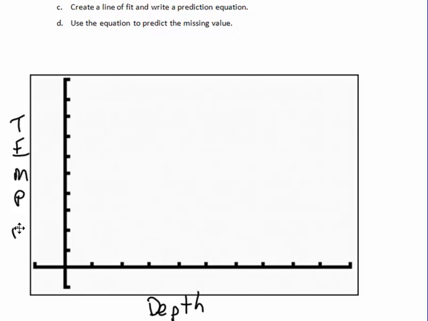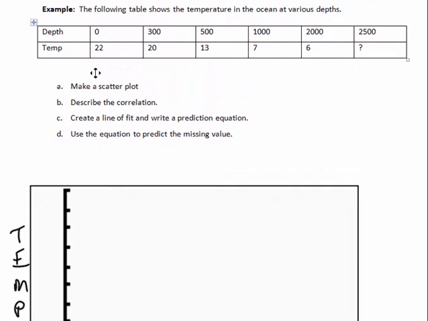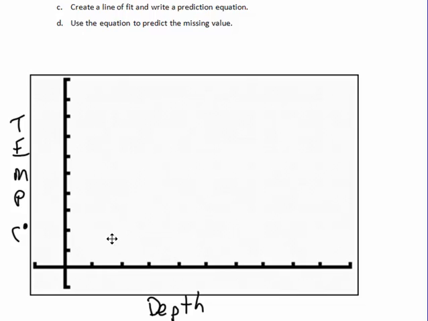And this is in Celsius. Okay, so what is my data? Well, my depth goes 0, 300, 500, 1,000, 2,000, and 2,500. Now, that wouldn't use up my space real well. So if I make 500, 1,000, 1,500, 2,000, that'd be 20. Oh, so I could fit everything I need on this.